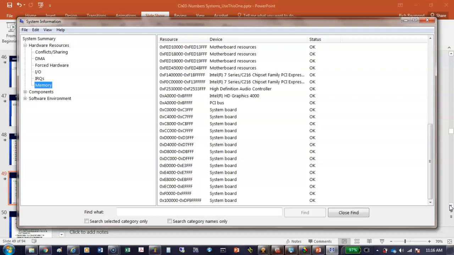So far it goes up to DF9FFFF, and this is something on the system board. There's your graphics card right there, that's the memory in your graphics card, that's the memory in your audio circuit, and the chipset that's actually running the motherboard. So these are addresses. And instead of trying to give you that address in decimal, which would be big, and then we'd have to convert it to binary anyway, they give it to you in what we call hexadecimal numbers.